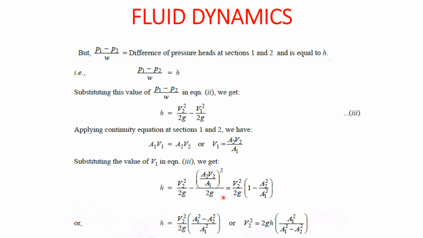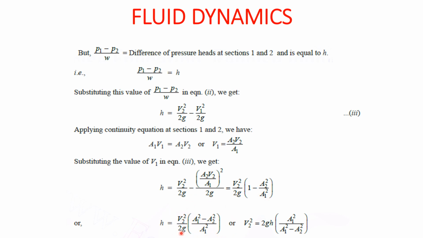So when we evaluate this value, we get V2 square by 2G minus A2 square V2 square by A1 square into 2G. Therefore, V2 square by 2G can be kept common from both terms. So V2 square by 2G into bracket 1 minus A2 square divided by A1 square. So this is H equal to V2 square by 2G into 1 minus A2 square by A1 square.